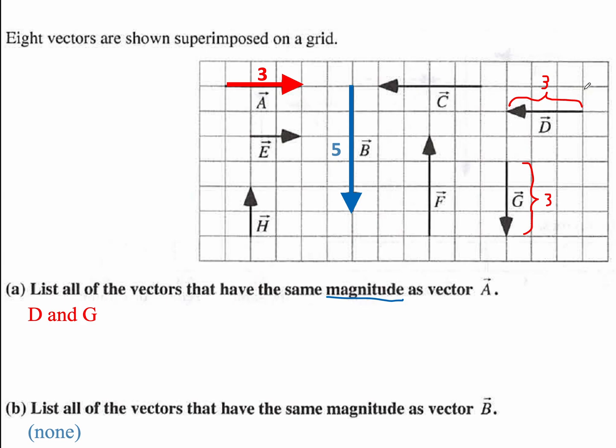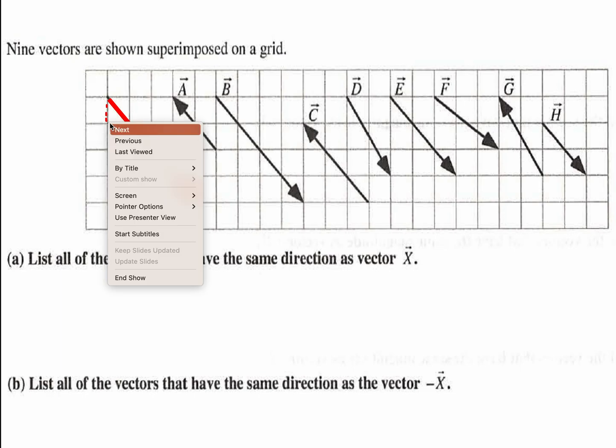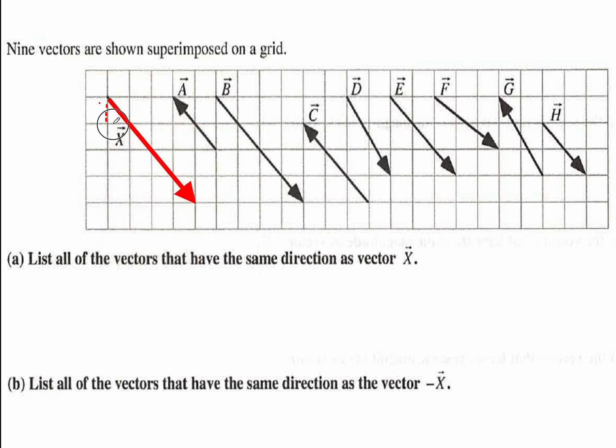All right, you're like, okay, magnitude's not so bad. Well, what about direction? List all the vectors that have the same direction as x. Well, if you look at x, it goes down 1 when it goes over 1. Which means it's kind of got a slope of -1. So what other vectors here have that same direction, pointing downward 45 degrees?